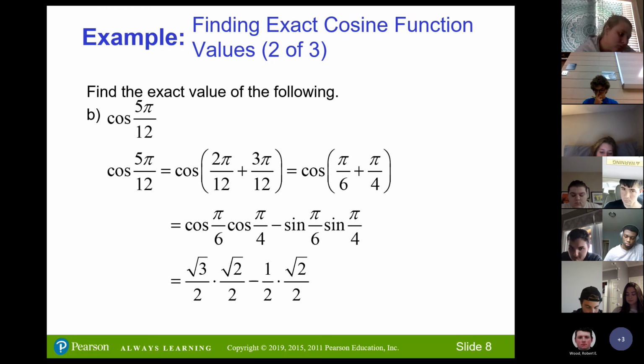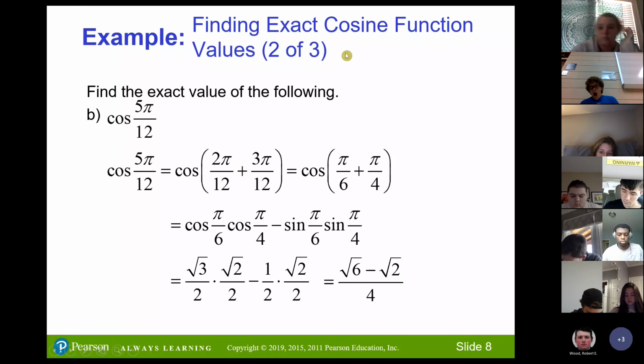And that's going to be the square root of 6 over 4 minus square root of 2 over 4, which is the square root of 6 minus square root of 2 over 4. And it should be the answer. Yep. Negative square root of 6 minus square root of 2 over 4.